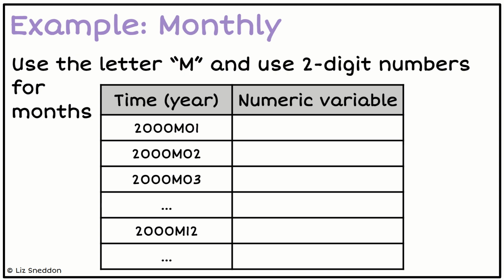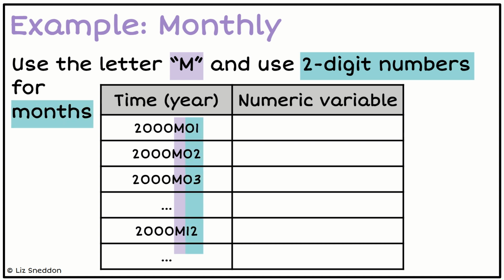If I have monthly data we're going to use the letter M, and you can see there in the example below we've got the capital letter M in there. And we need to use a 2-digit number for the months, and that's because there's more than 10 months. So that's why I've gone 01, 02, 03, up to 12 for 12 months of the year. So month 1 would be January, month 2 would be February, and we would carry on to the next year, 2001, month 1, and so on.